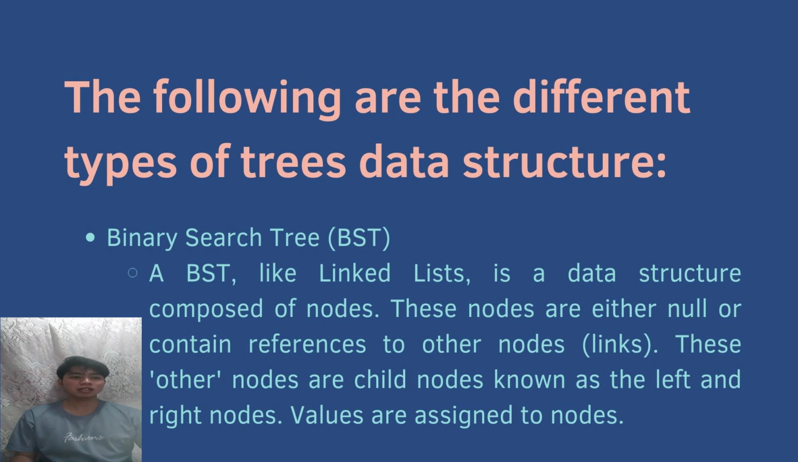Binary search tree, or BST. A BST, like a linked list, is a data structure composed of nodes. The nodes are either null or contain references to other nodes. Links to these other nodes are child nodes known as the left and right nodes. Values are assigned to nodes.